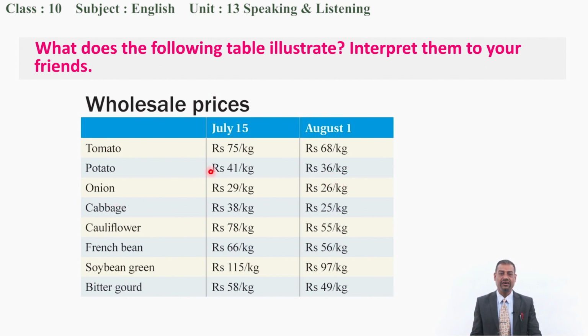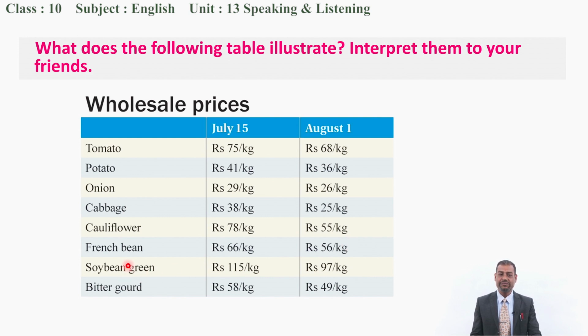Likewise onion on July 15 rupees 29 per kg. August 1st you can find onion's price rupees 26 per kg. Cabbage rupees 38 per kg and again August 1st rupees 25 per kg. Okay. Cauliflower, do you like cauliflower? Yes, definitely. Rupees 78 per kg and August 1st rupees 55 per kg.